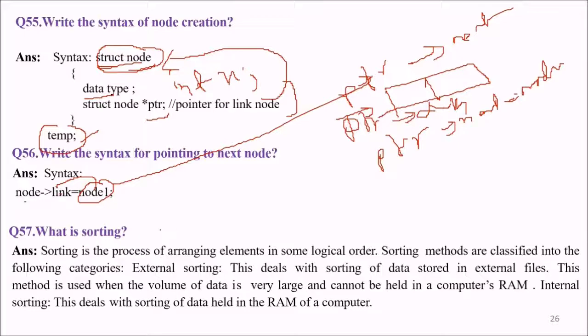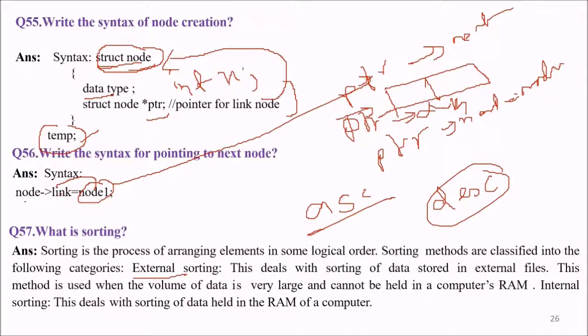What is sorting? Sorting is the process of arranging elements in some logical order, specifically in increasing, ascending order as a default. Sorting can also be descending, but it is not the default. By default we talk about ascending order only. Sorting methods are classified into two categories: external sorting and internal sorting.